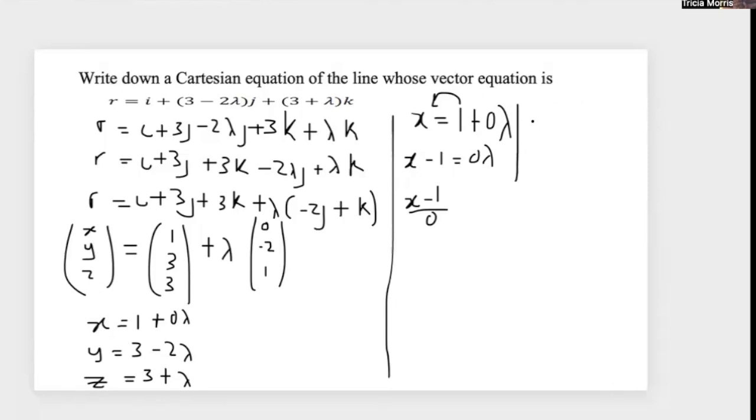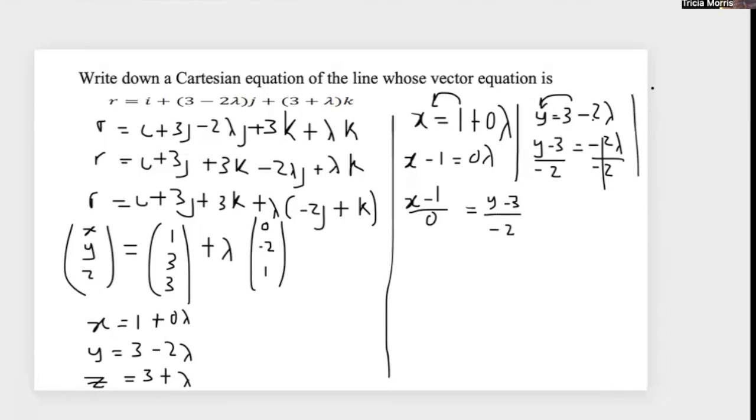The next one we have y equals 3 minus 2 lambda. And what we're going to do is the same thing as before, where we have to make lambda the subject. So first thing first, we carry the 3 over. So we have y minus 3, and then divide by minus 2, since we want to make lambda be by itself. And after we divide by minus 2, lambda equals y minus 3 over negative 2.